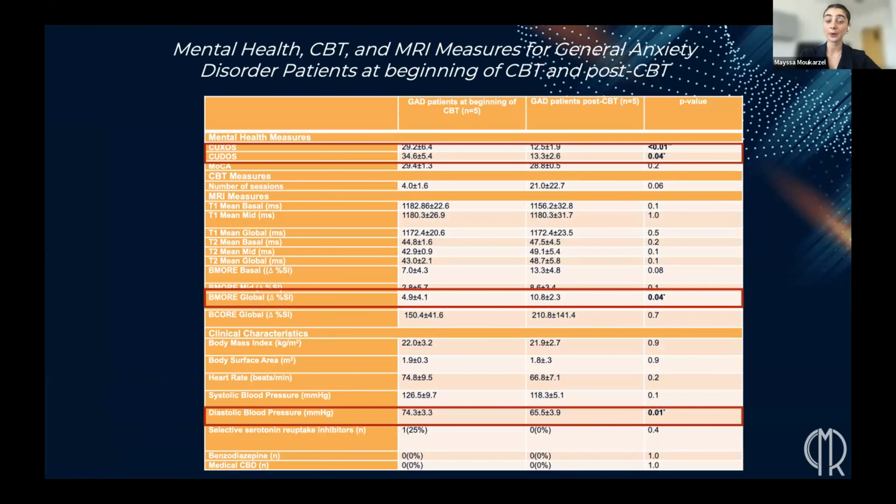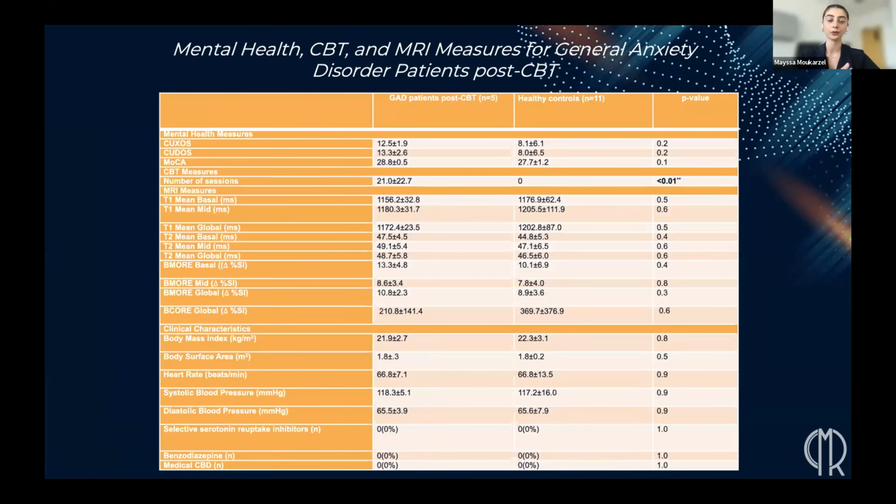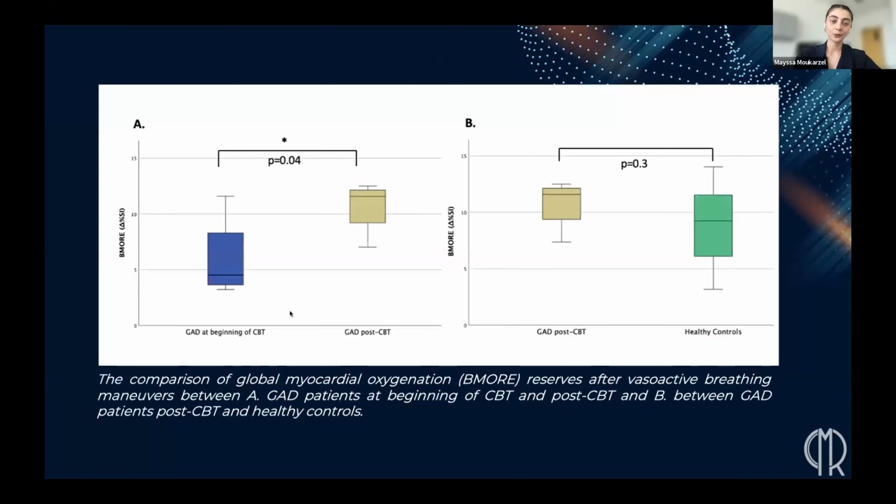Now, comparing the patients after their therapy to the healthy control, there seemed to be no difference in any of the measures, except, of course, for the number of sessions, since the healthy control did none. And this is really to appreciate that. So we can see that there seemed to be a trend toward GAD post-CBT showing a higher B-more compared to before their therapy. And again, no difference with the healthy control.